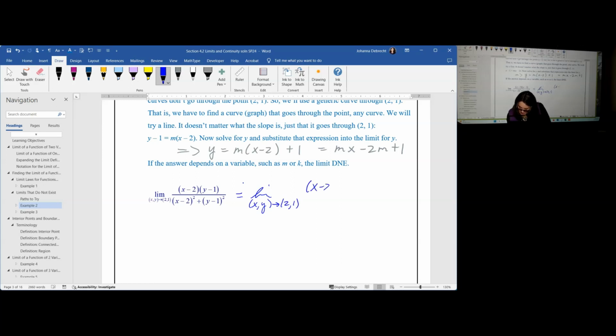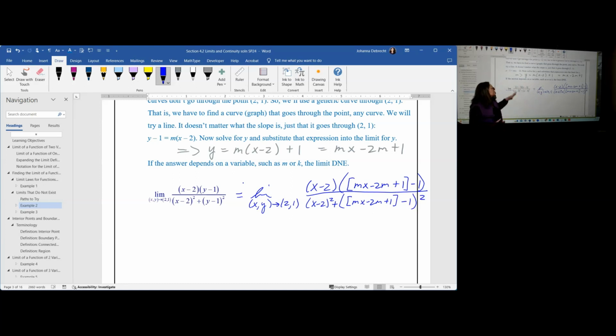So I have x minus 2, and in place of y, I'm going to substitute mx minus 2m plus 1. And then I have minus 2, minus 1, right? And then in the denominator, I have x minus 2 quantity squared plus, replacing y with mx minus 2m plus 1 again, and then minus 1 quantity squared. Now I need to simplify this and see what happens to the result.